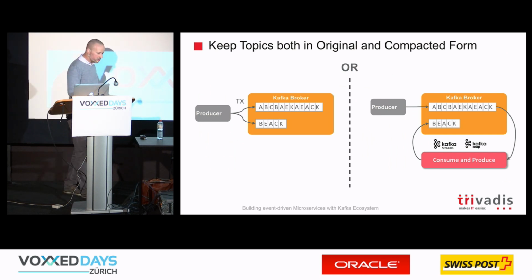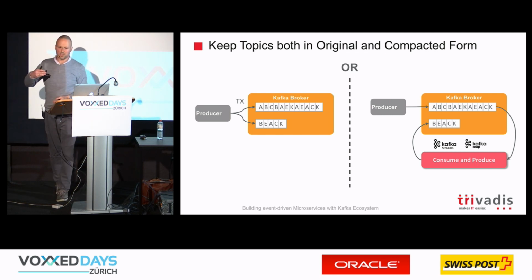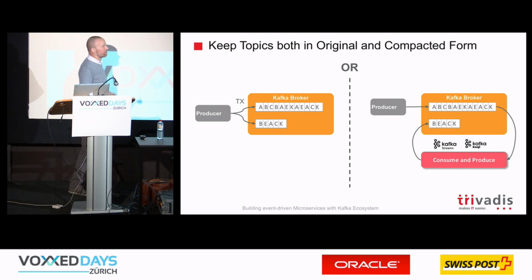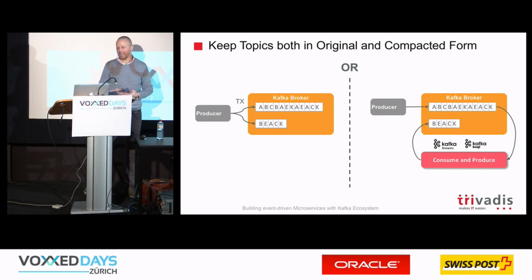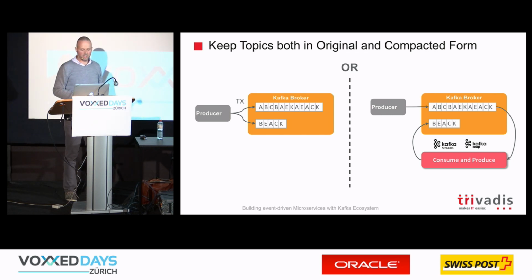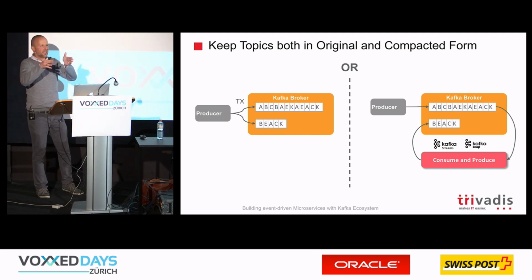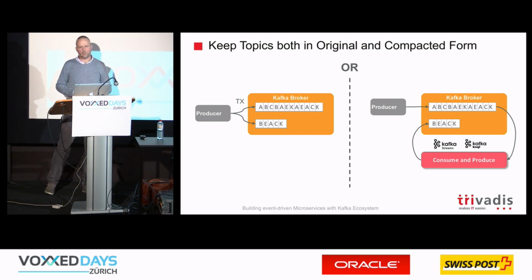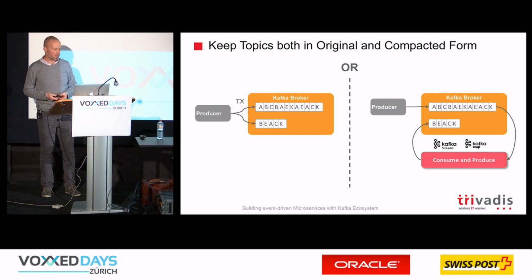You can tell the producer to create this view, or you could say the producer is always sending you the full picture, just the events, so the producer doesn't have to care about it. And then you just have an internal consumer producer, which consumes from the full topic and writes it to the compacted topic, or the topic which gets compacted. And now you have two topics, and a consumer who needs that information can choose from which one to consume.